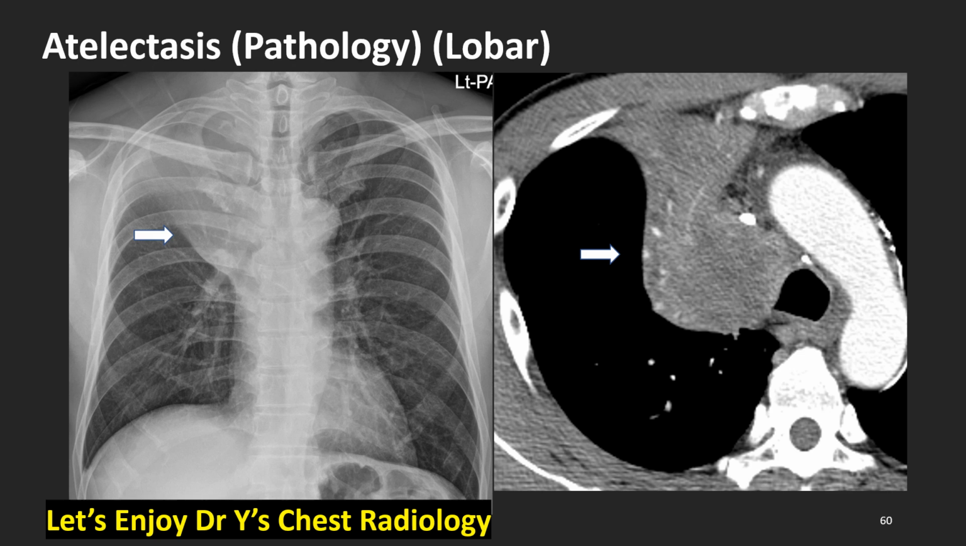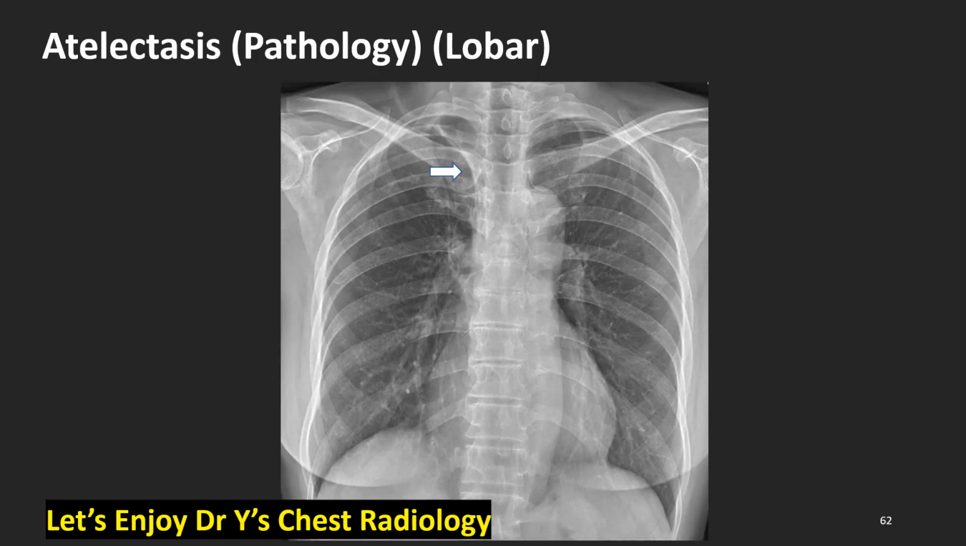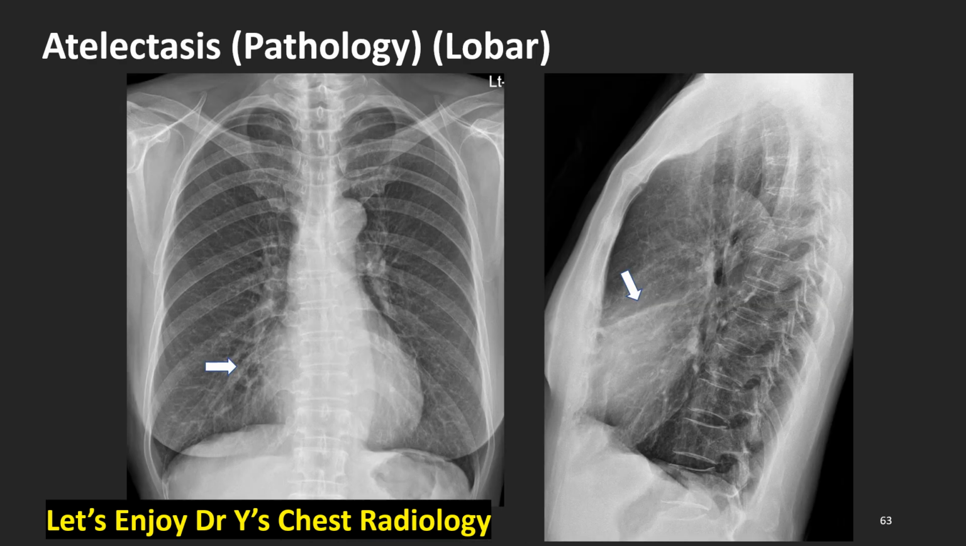Atelectasis pathology. Lobar. Right upper lobe collapse due to non-small cell lung cancer of the right upper lobe. Left upper lobe collapse due to squamous cell carcinoma of the left upper lobe. Arrow indicates right upper lobe collapse due to chronic endobronchial tuberculosis. Arrows indicate the right middle lobe collapse due to chronic endobronchial inflammation.